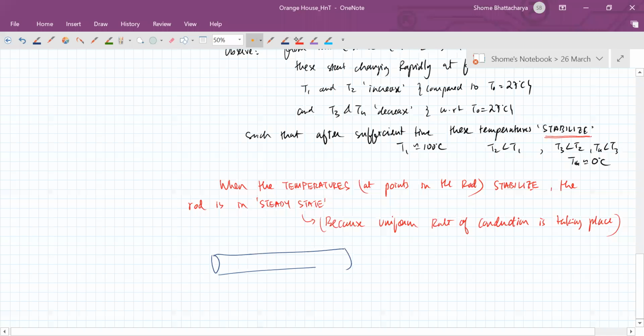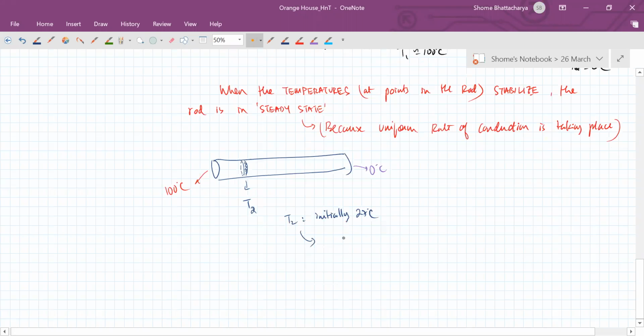So what is happening here is that we maintain this end at 100 degrees C. We maintain this end at 0 degrees C. Okay. Now we are observing a small cross section here. And we see that the temperature T1 or T2 or whatever. Now T2 was initially 27 degrees C. Okay. And now it starts increasing. So while it is increasing, the rate of heat transfer that is coming from this side is more than the rate of heat going out from it from this side.